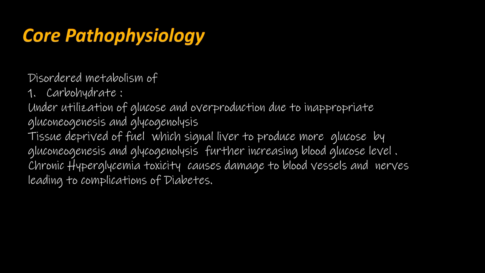So basically, tissue deprived of fuel signals the liver to produce more glucose by gluconeogenesis and glycogenolysis, further increasing blood glucose level. This leads to chronic hyperglycemia and toxicity, which causes damage to blood vessels and nerves, leading to complications of diabetes.